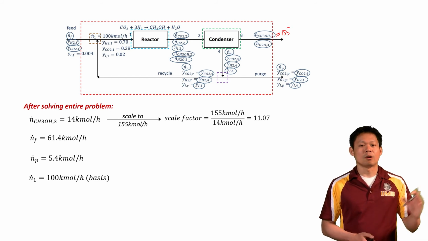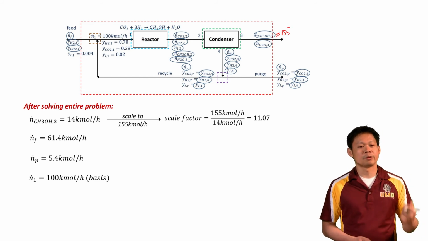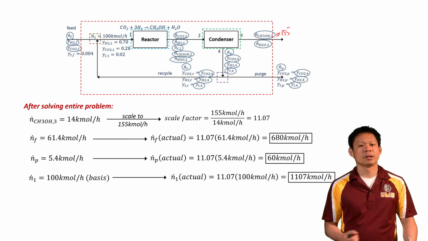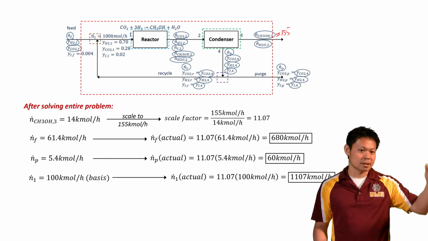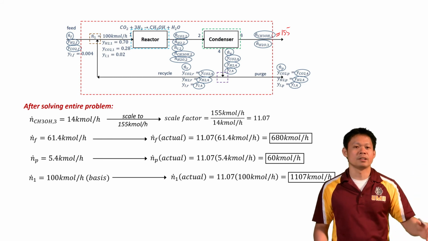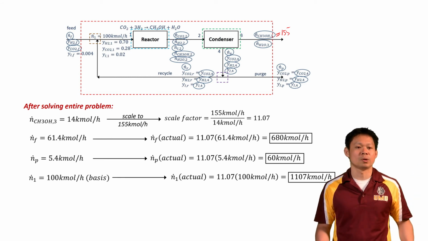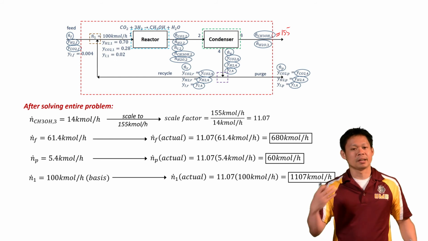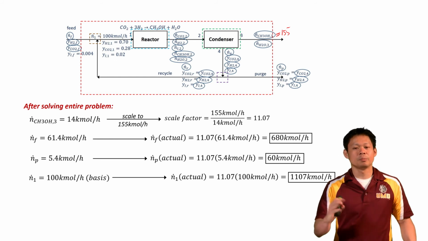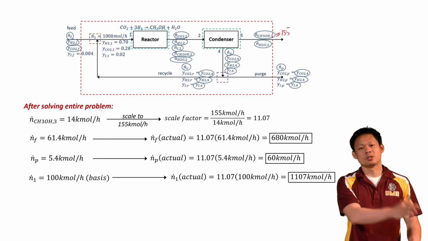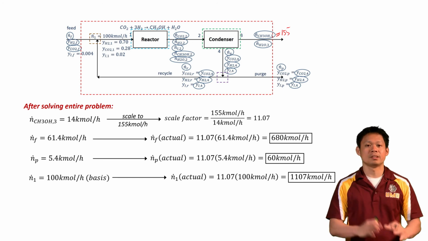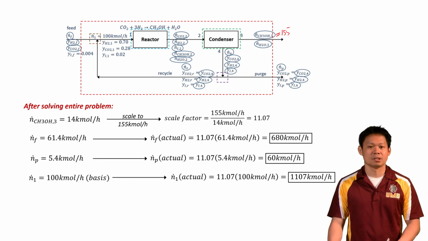To do so, all the flow rates that we need, the fresh feed flow rate, the purge flow rate, and the flow rate into the reactor, we're going to multiply all of these by our scale factor, 11.07. The numbers on the left are the numbers we calculated using a basis of 100 kilomoles per hour in N1. Now we scale it all back up by multiplying everything by 11.07. These will be the numbers that give us a methanol production rate of 155 kilomoles per hour. And if you double check these numbers, they are the same as our first method, where we didn't have to scale anything. We get the exact same numbers there.